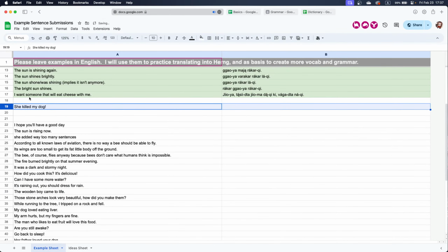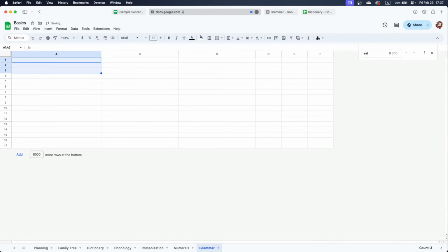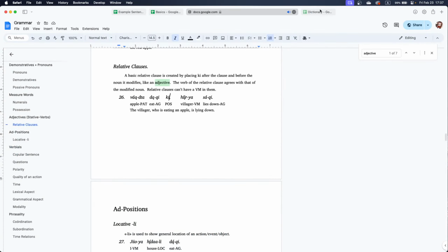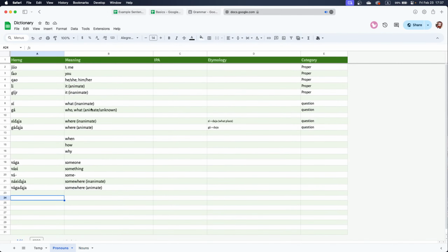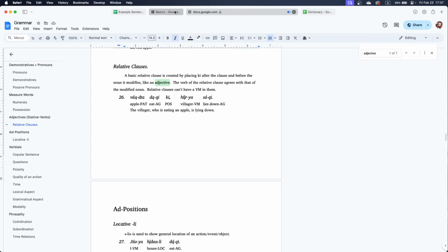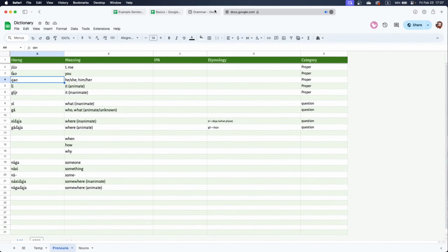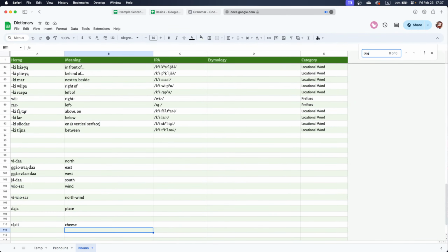Let's do one more sentence. Let's do she killed my dog. Slowly chipping through all the sentence suggestions from Kate. That had such a venom to it. Why did I say it with such venom? Nga, nga. So, nga, yeah. I could do nga, nga, nga, ki. Do I have a word for dog yet? No, I do not.